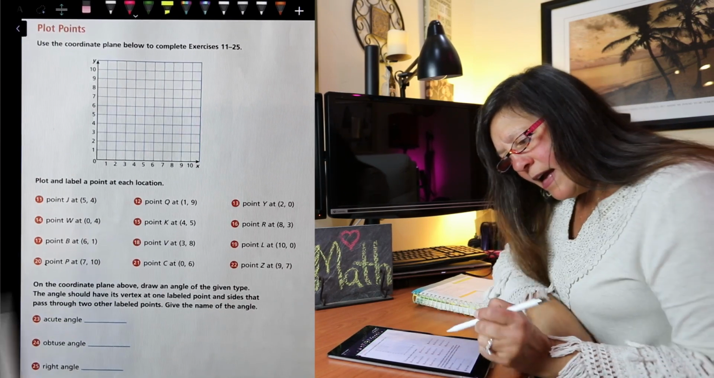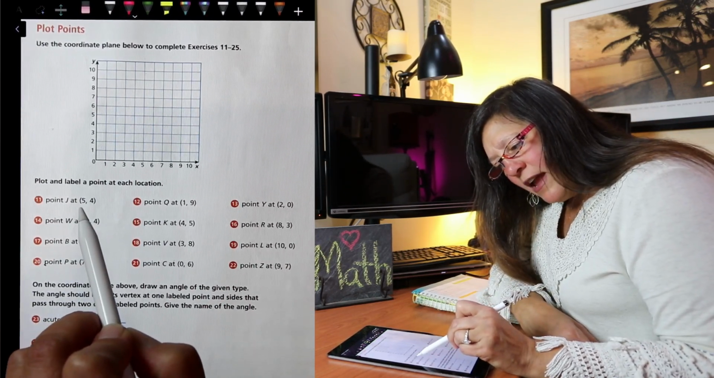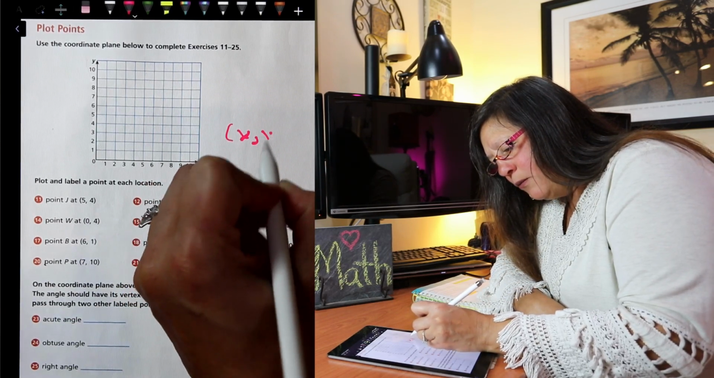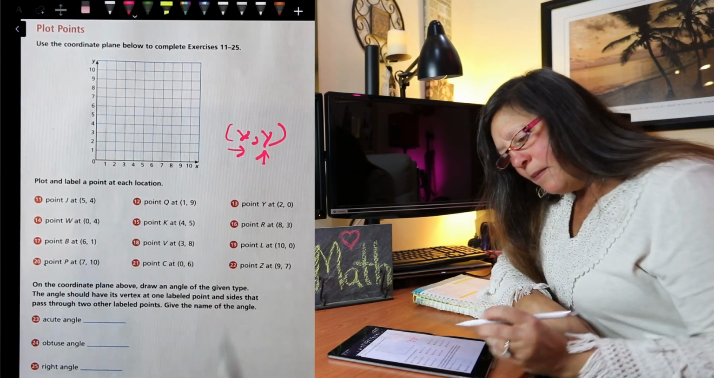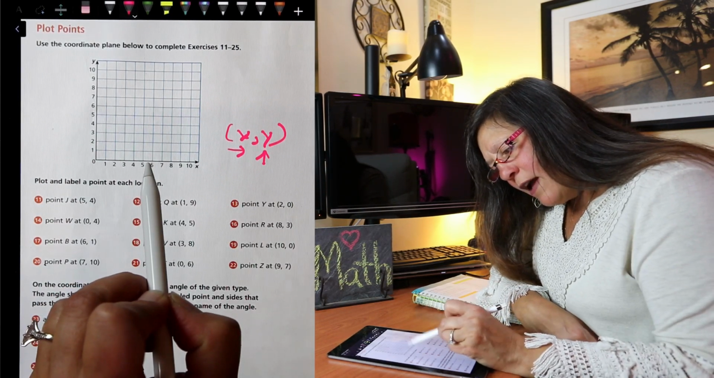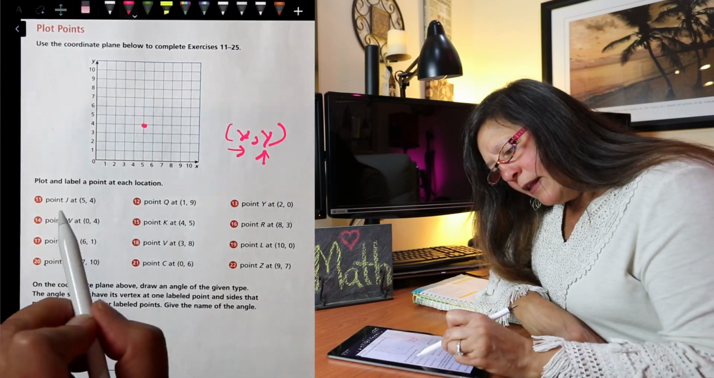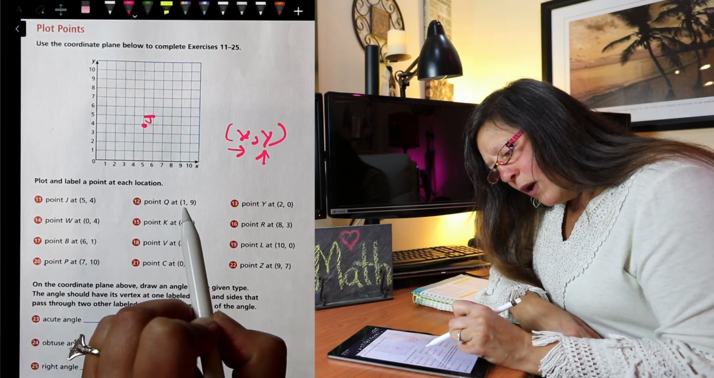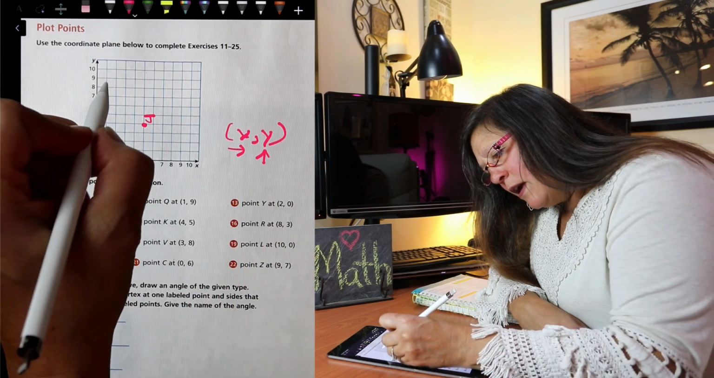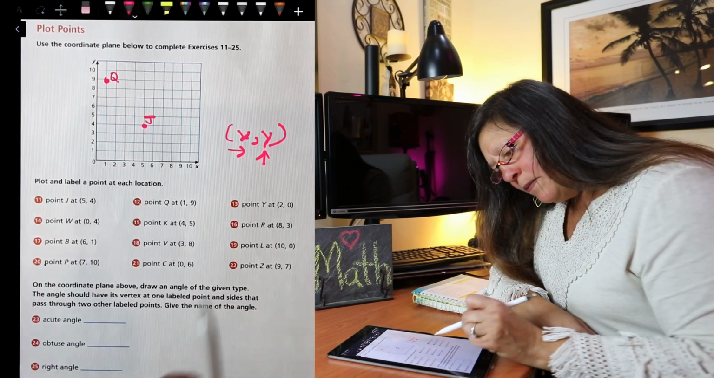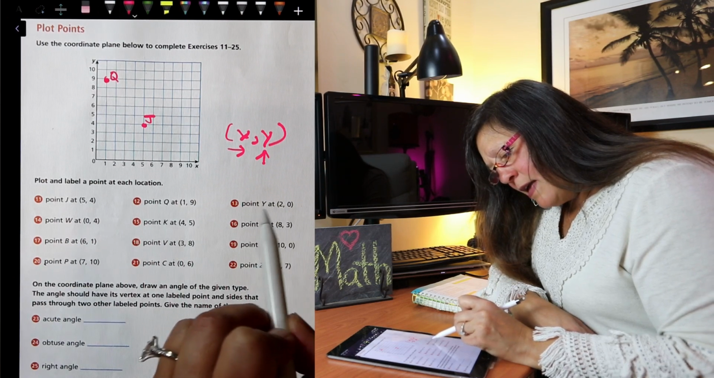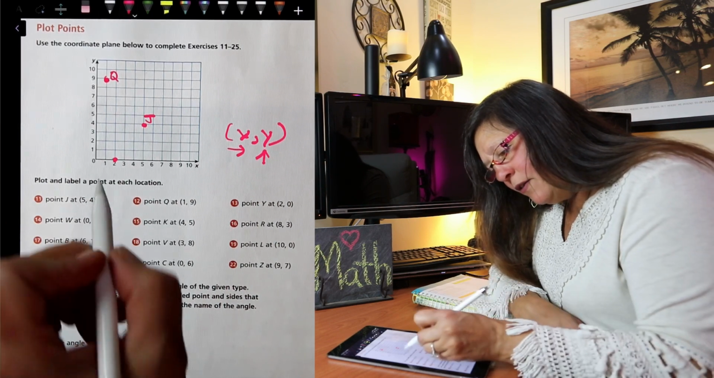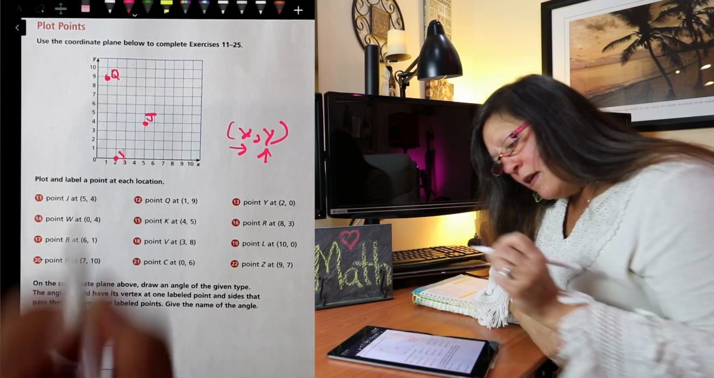All right, so here we have number 11, point J at 5, 4. Remember, always go over first. So X and Y, over first and then up. So 5, go over 5 and up to 4 and label that J. Number 12, point Q at 1 and 9, over 1 up to 9 and label that Q. 13, point Y at 2 and 0, so over 2 and it doesn't go up at all. So the Y is at 0.